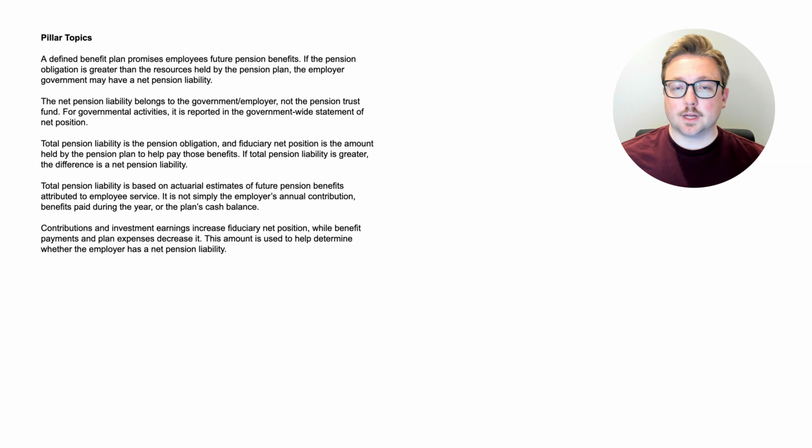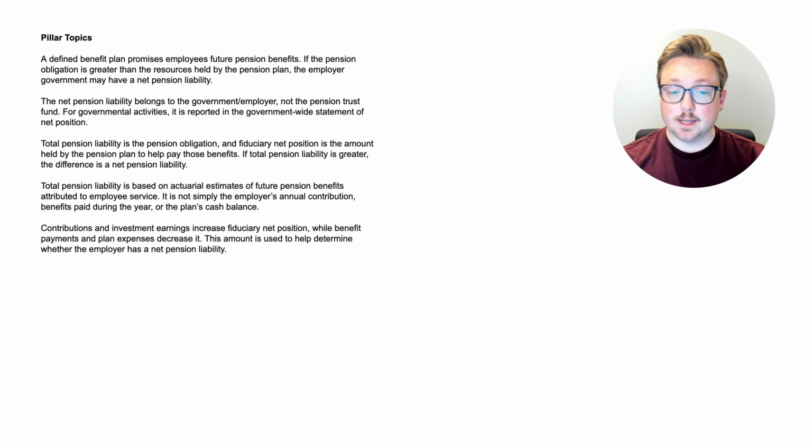All right, here we are at the pillar topics. Again, just a summary, basically the most key points that we were supposed to learn from those questions. So let's go through it. A defined benefit plan promises employees future pension benefits. If the pension obligation is greater than the resources held by the pension plan, the employer government may have a net pension liability. Next, the net pension liability belongs to the government or employer, not the pension trust fund. For governmental activities, it is reported in the government-wide statement of net position. Total pension liability is the pension obligation, and fiduciary net position is the amount held by the pension plan to help pay those benefits. If total pension liability is greater, the difference is a net pension liability.